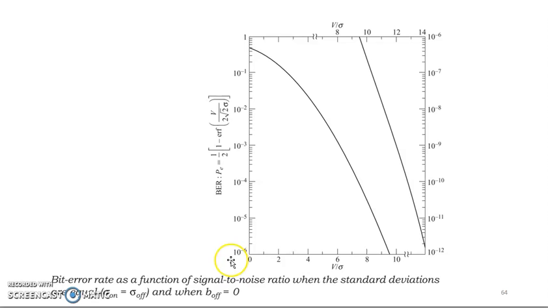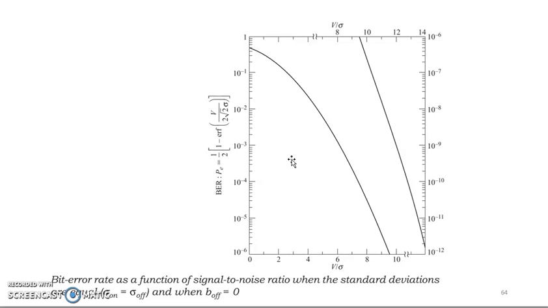Now the bit error function is defined in terms of the signal to noise ratio. So this one is the probability of error, and V by sigma is the signal to noise ratio, which we can define. Now we can say that from this particular graph we have limitations on the signal to noise ratio to identify a 1 and a 0.